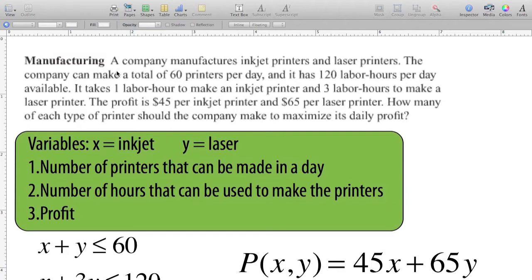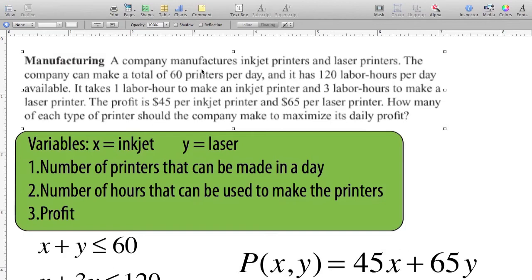So we're going to look at it this way. We're going to let x be the inkjet, and we're going to let y be the laser printer. Now, if you go back up to the top and look in the problem, we're going to look through this and write down the different quantities, the variables that they're going to be discussing. Basically, what numbers did they give me to work with? It's going to be describing something.